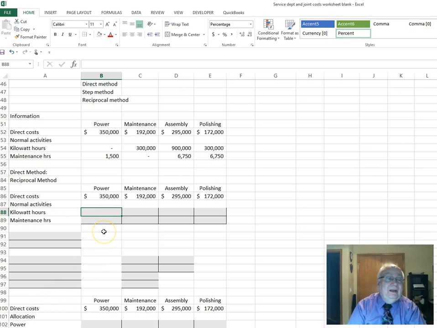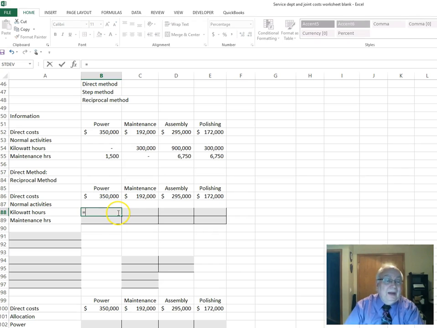Well, welcome you back. We're going to continue on with the allocation of the support departments into the producing departments. And on this one, we're going to do the reciprocal method. This one's a little more complicated, so I'm going to do it by itself. First off, we have to come up with our percentages, what these percentages represent of the total.